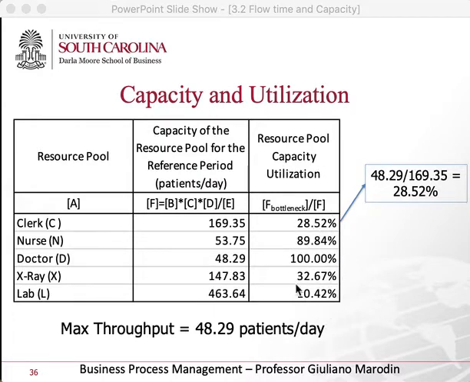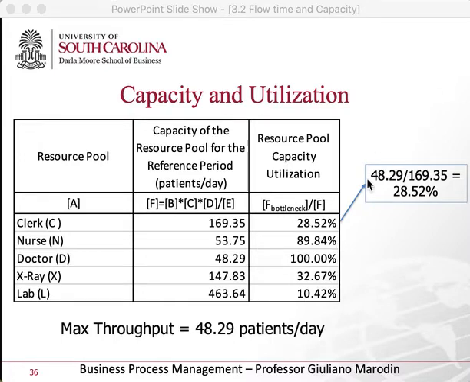And you can see some processes have a very low utilization, like the lab, because it can produce a lot more than actually the doctors can. And some of them have a very high utilization, right? The nurses. And the doctors have 100%. Why? Well, because they are the bottleneck, right? So the bottleneck will be the process with 100% utilization.